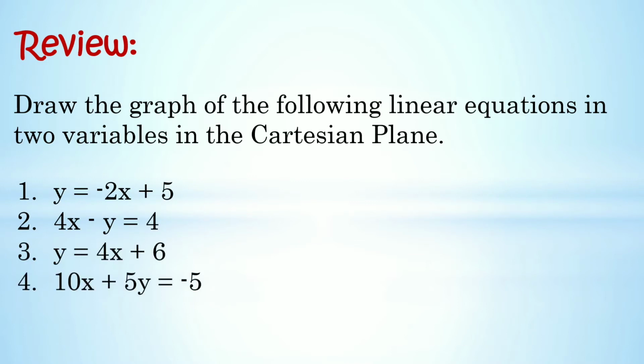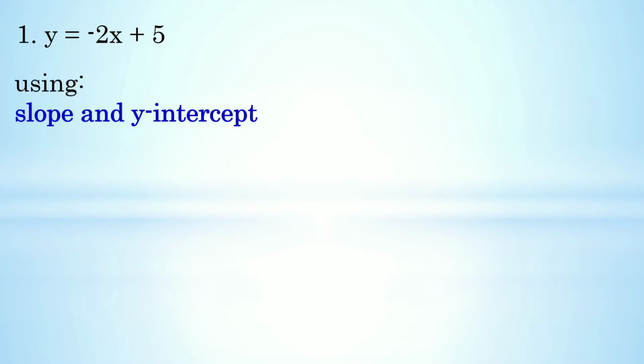Di ba, last time, itinuro ko sa inyo yung apat na methods or apat na ways kung paano mag-graph ng linear equation in two variables sa Cartesian plane. So, pwede tayong gumamit ng slope-intercept form, ng 2 points, ng x and y intercept, tsaka slope and a point. So, gawin natin yan sa apat. So, number 1, y equals negative 2x plus 5. So, gamitan natin siya ng slope and y-intercept.